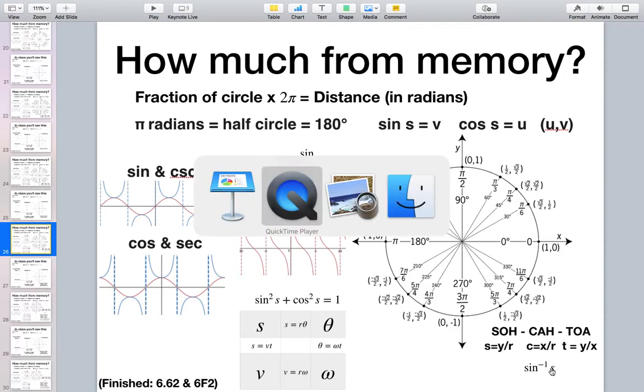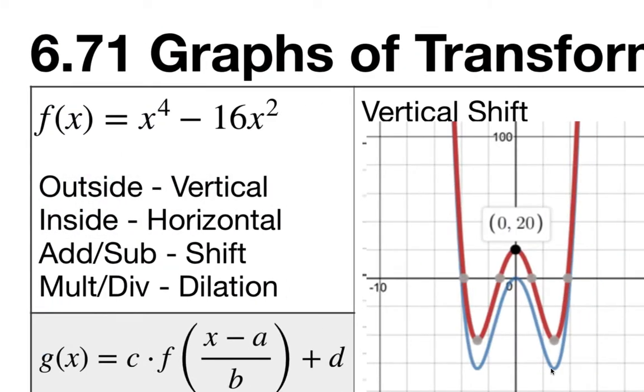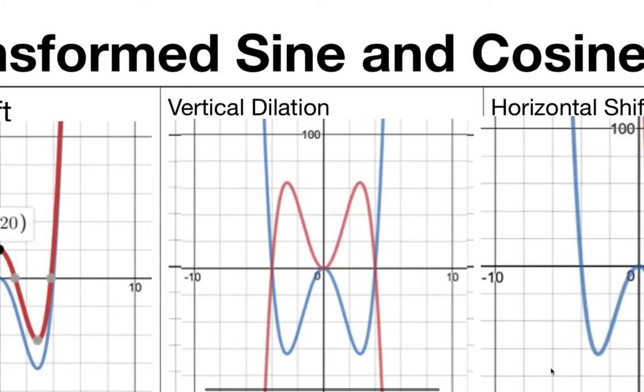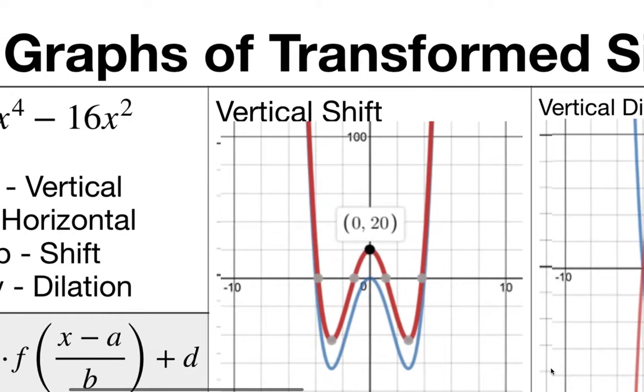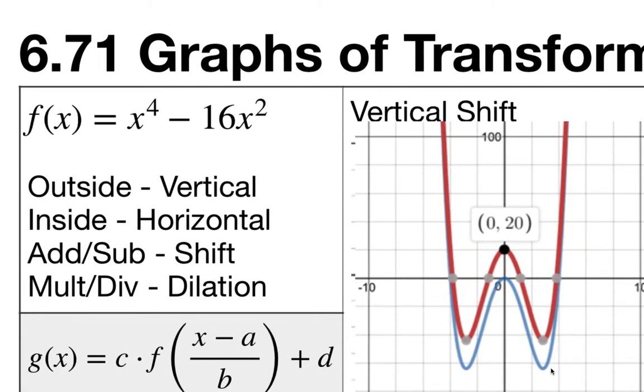You're not going to need that a whole lot here in this next section, but I think depending on the problems, you might towards the end. This is section 6.71, graphs of transformed sine and cosine functions, day 1. So this is the big deal section that's going to be most applicable to your final exam project. We've been dealing with transformations, vertical shift, horizontal dilations, and all that stuff ever since we learned about functions, and now it's time we apply that to trig functions too.